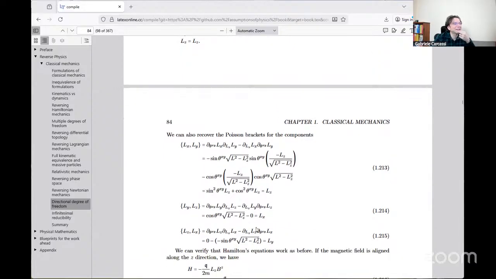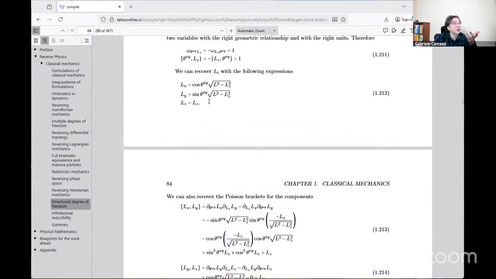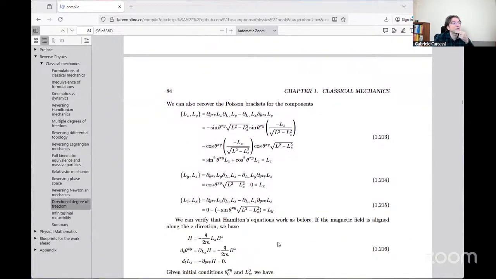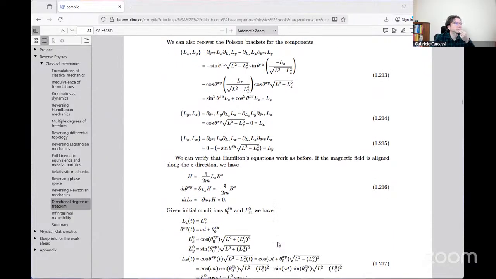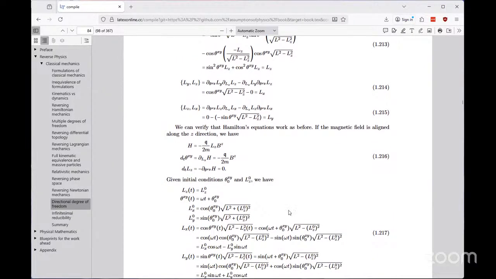And so instead of saying I start with Lx, Ly and Lz and have Poisson brackets with respect to those, you can say I start with the conjugate pair, like I do for position and momentum, and then everything else is a function of those, and you recover the same thing. Okay, we can verify that Hamilton's equations work as before. If the magnetic field is aligned along the z direction, it's the same Hamiltonian.